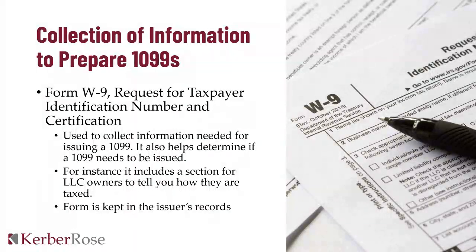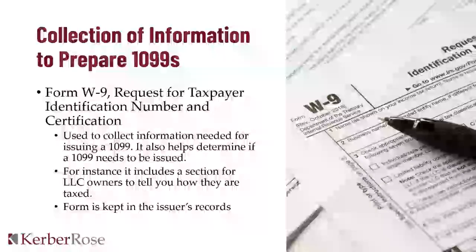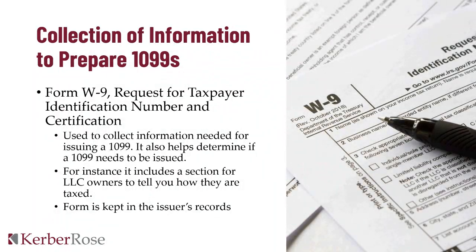So now I kind of want to go into how can we collect the information to prepare our 1099s. Form W-9 is the request for taxpayer identification number and certification. So basically anyone that we feel falls in either the bucket of paying rent, royalties, the 1099 miscellaneous, or in the bucket of 1099 NEC where they're providing services for us, we want to send them a W-9 for them to complete. Once we get this form completed, we use it to decipher whether the 1099 is required.